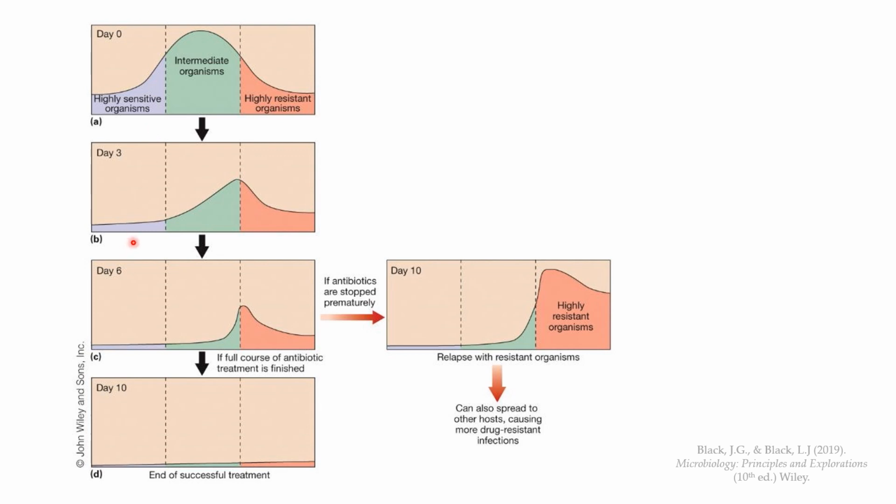And then the intermediately sensitive organisms will start to die. At this point, we may feel better, but we still want to keep taking the antibiotics so that even the highly resistant microorganisms will die as well. Otherwise, if we stop taking antibiotics prematurely, the highly resistant microorganisms will stay around and replicate and spread to other people, and that creates an antimicrobial resistant infection.